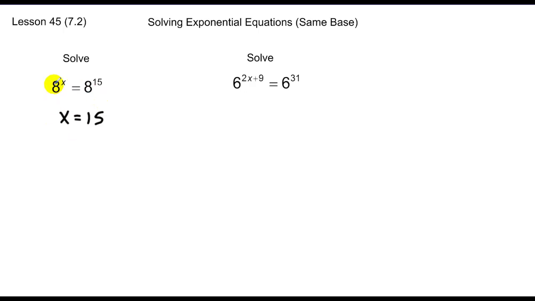So the moral of the story is, if you have two individual terms on either side of an equation, and they have the same base, then the powers must be equal in order for that equation to be true. So in this case over here, if I have 6 to the 2x plus 9 is equal to 6 to the 31st, then it has to be true that 2x plus 9 is equal to 31. So I just solve this like a normal linear equation. I have 2x is equal to 22, and then x will equal 11.